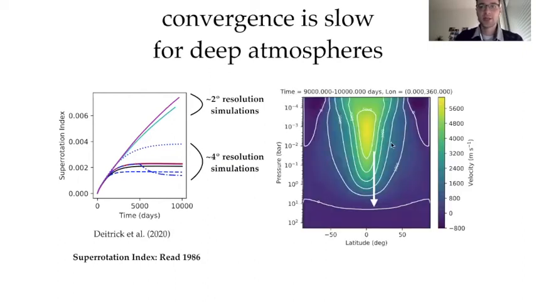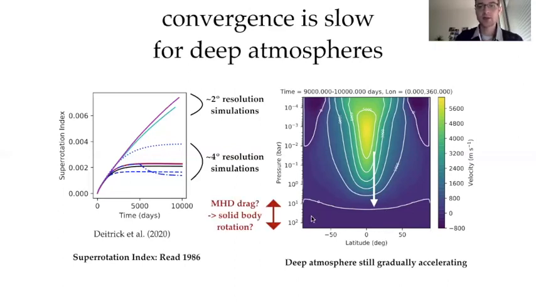Now, very little is actually changing in the upper atmosphere of these simulations. Rather, what is happening is that the deep atmosphere is still gradually accelerating. Basically, this jet is extending deeper and deeper. Now, I haven't included any additional drag parameterization for the deep atmosphere, but there's reason to think that there should be some kind of magnetic drag. And the side effect of this would be that it would also help improve our convergence.